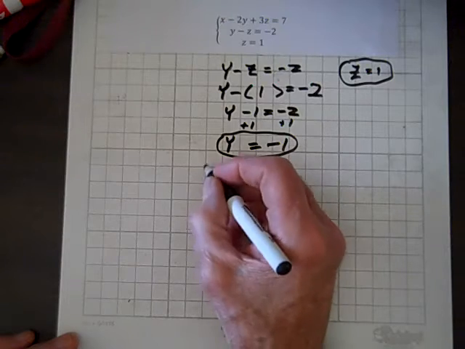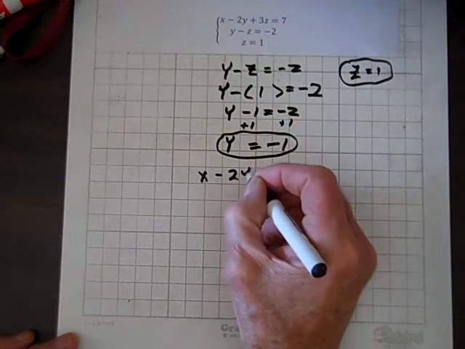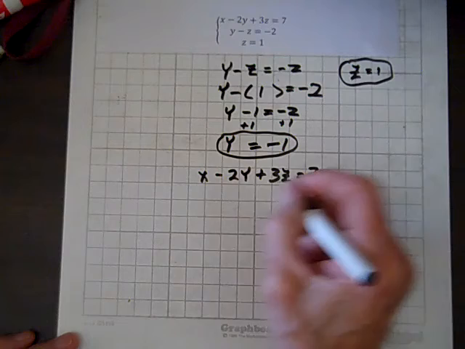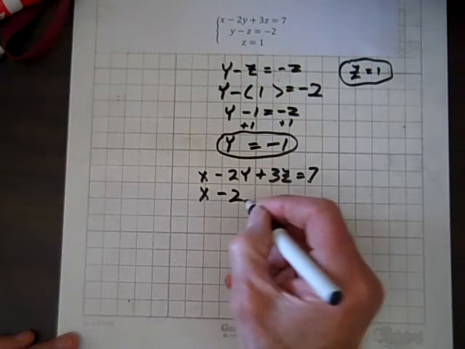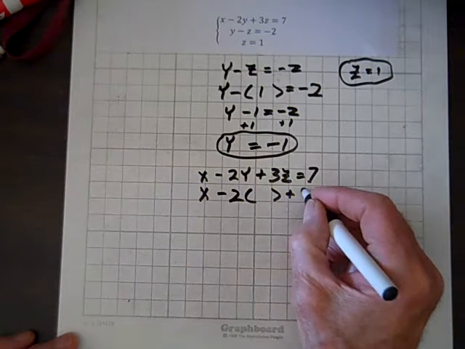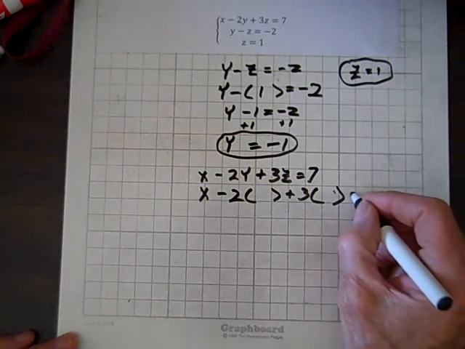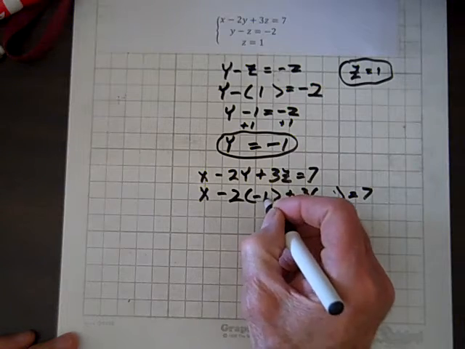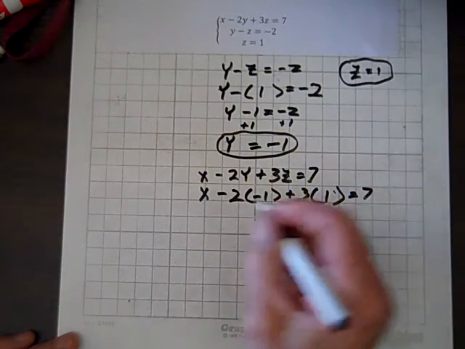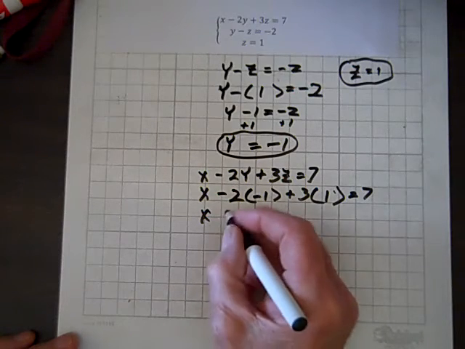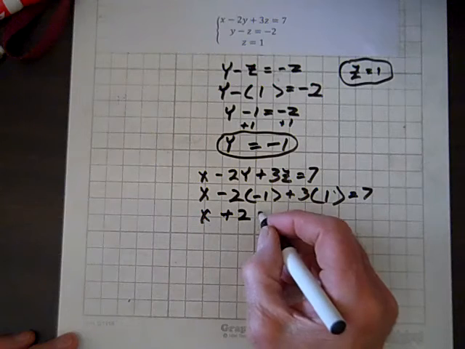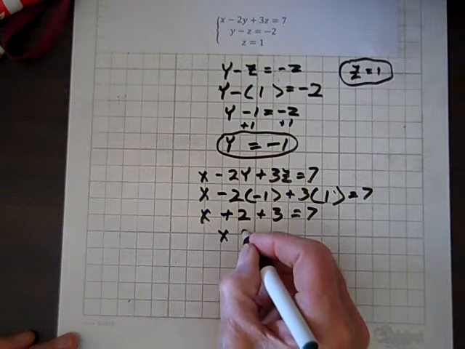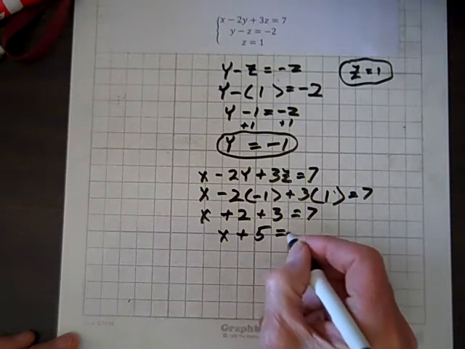Now we'll take the top equation, which is x minus 2y plus 3z equals 7. So we're going to replace y with parentheses. We're going to replace z with parentheses, and equals 7. In the parentheses for y, we'll put a -1, and the parentheses for z, we'll put a 1 in. So now we have x, and minus times a minus is a plus, plus 2, and 3 times 1 is 3, plus 3 equals 7. So x plus, gathering up like terms, 5 equals 7.